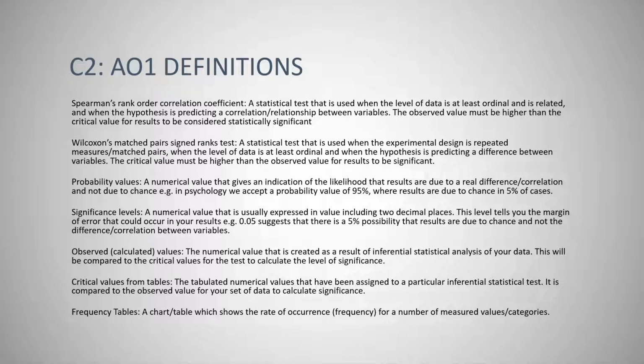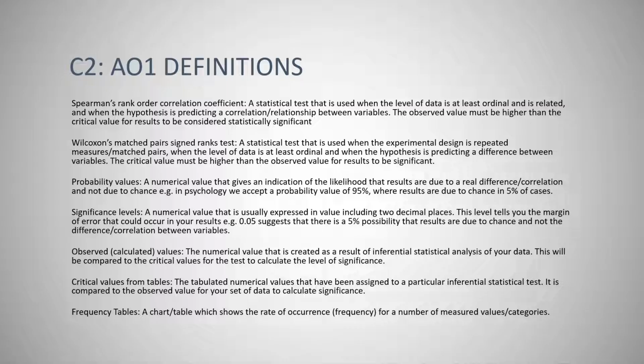The Spearman's rank order correlation coefficient is a statistical test that is used when the level of data is at least ordinal and is related, and when the hypothesis is predicting a correlation or relationship between variables, so not a causal one. The observed value must be higher than the critical value for results to be considered statistically significant.